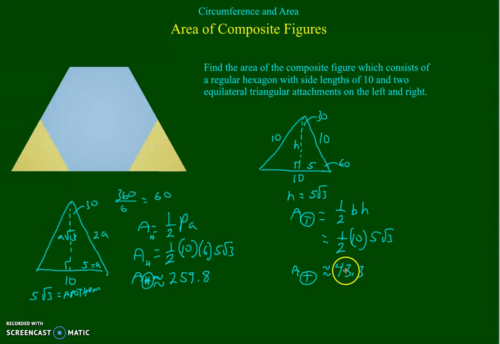All right, now the area of our composite figure is going to be this area, the area of the hexagon, plus 2 times the area of the triangles. So our area composite is h plus 2t.